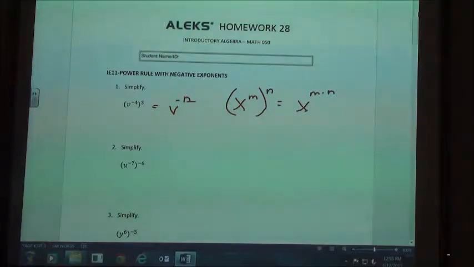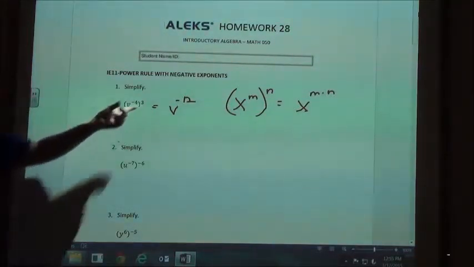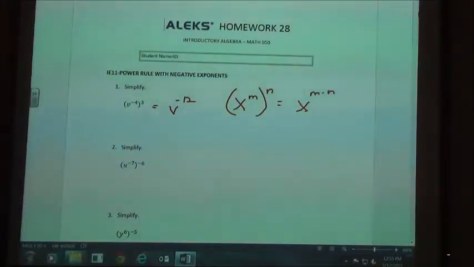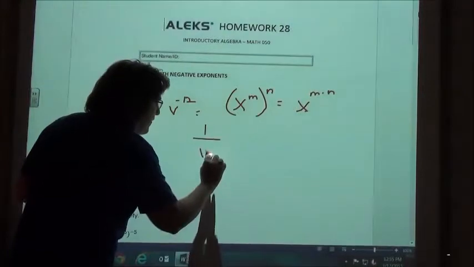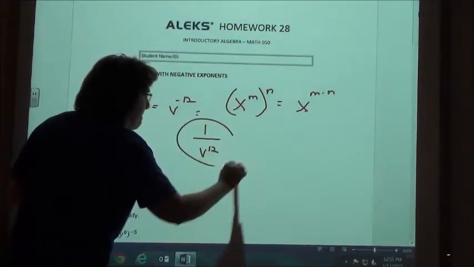Oh, I forgot already. Yesterday was a long time ago. To get rid of the negative exponent, we have to do the reciprocal. Okay, yeah. So we're going to write our answer as 1 over v to the 12th power.